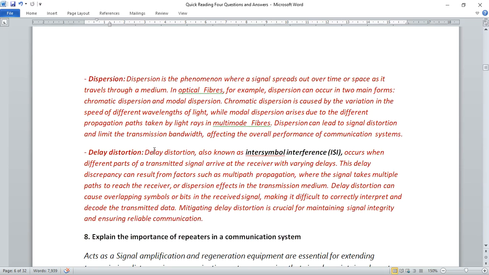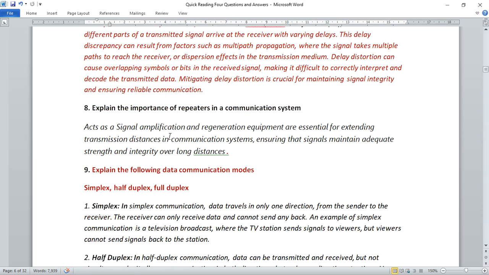Then we have delay distortion. What is distortion to start with? Delay distortion, also known as intersymbol interference, or ISI, occurs when different parts of the transmitted signal arrive at the receiver with varying delays. This delay discrepancy can result from factors such as multipath propagation, where the signal takes multiple paths to reach the recipient. So these are some of the challenges that affect data transmission.